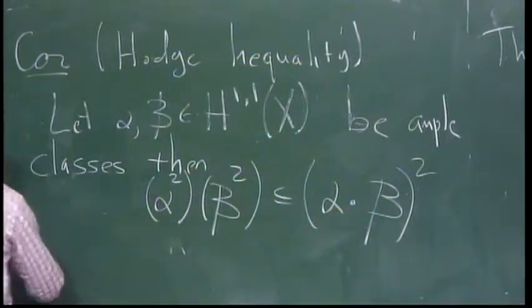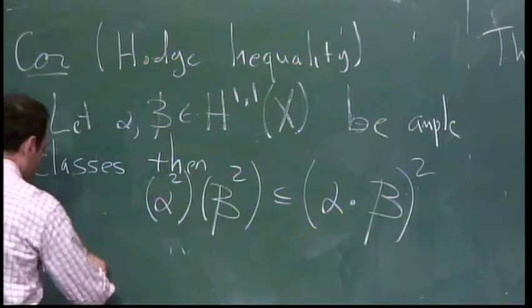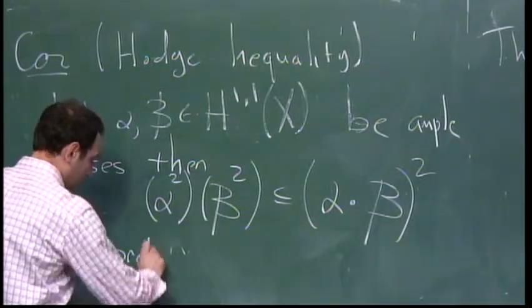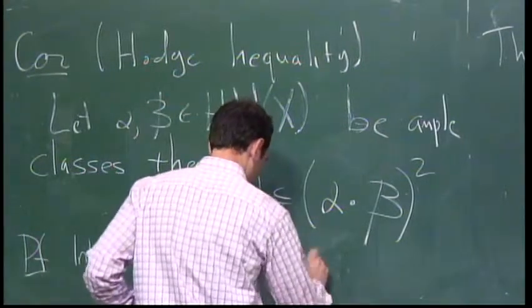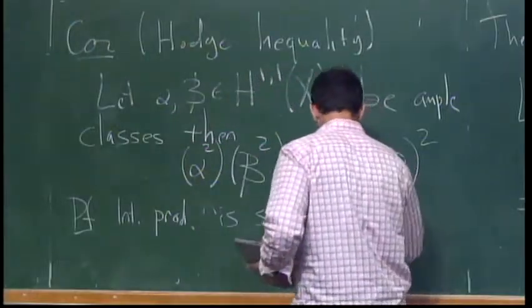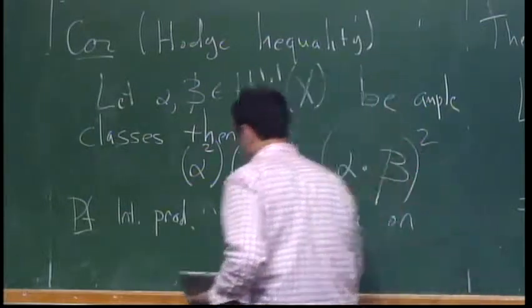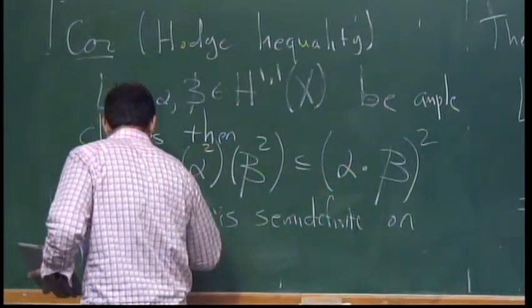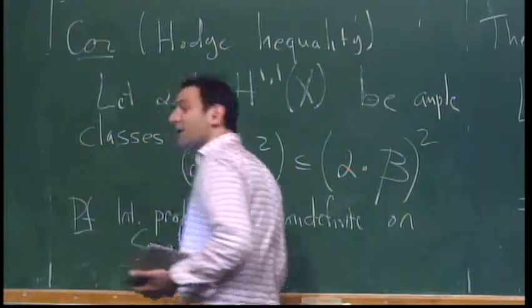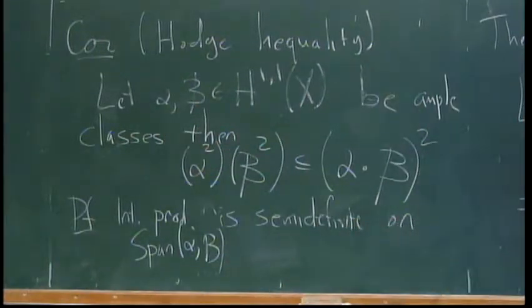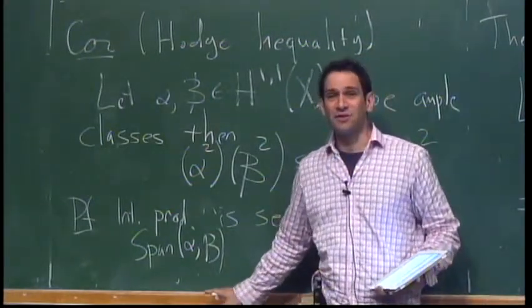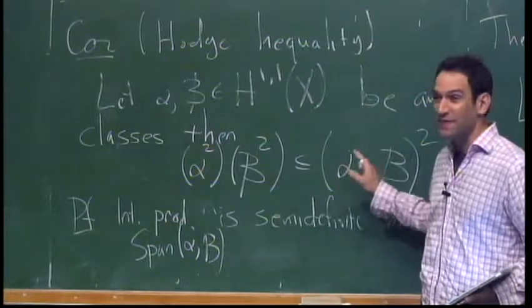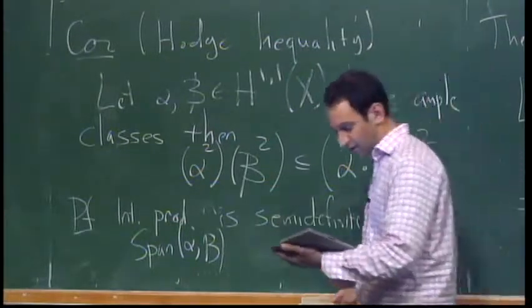And the proof of this is that the intersection product is semi-definite on the span of alpha and beta by the Hodge index theorem. You write down the intersection product as a matrix on this vector space, and then you notice that the determinant of this matrix must be negative, and you write down what that means, and you get exactly this inequality.